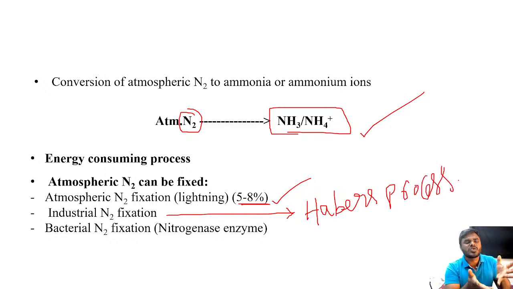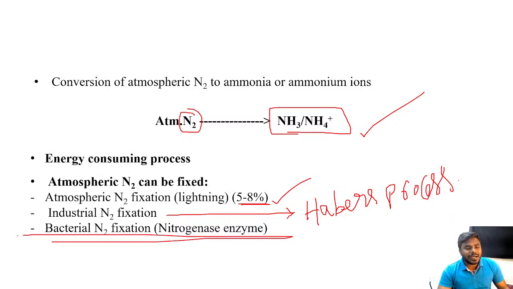But my friends, this is not what we have to read, right? We have to read exclusively bacterial nitrogen fixation. Why should we read industrial nitrogen fixation? We have to read how bacteria convert atmospheric nitrogen into the simplest forms. That is what we have to study, my friends. So who will do this bacterial nitrogen fixation? Bacteria. Every student has to remember the versatile enzyme.